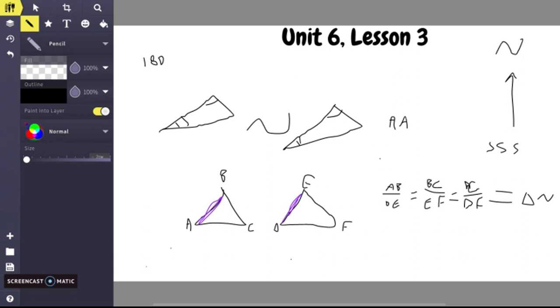Let's see here. That would be the only other postulate that we need to know for this video. I'll make another video for other similarity things.